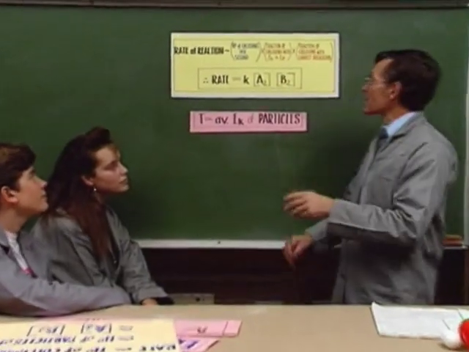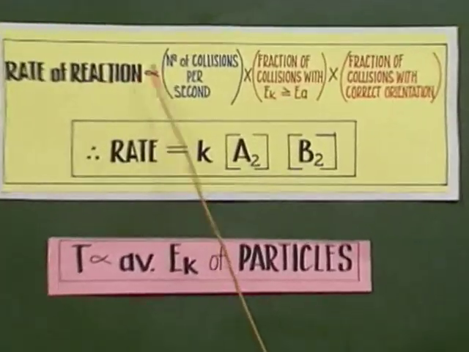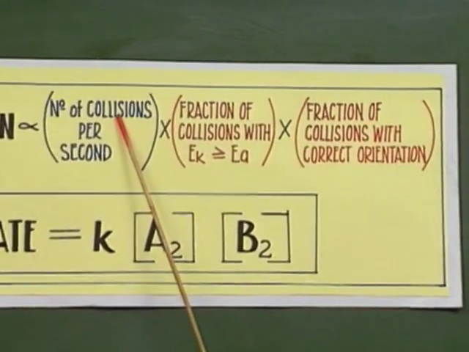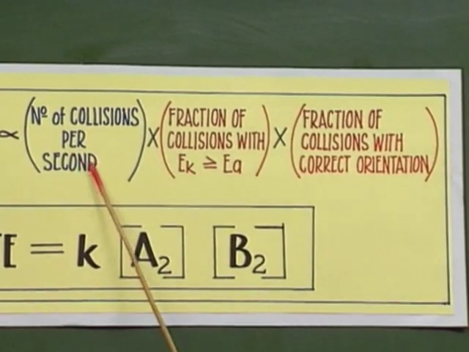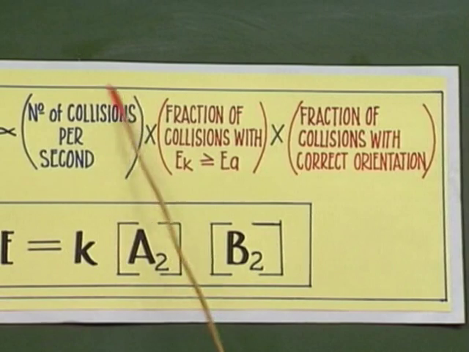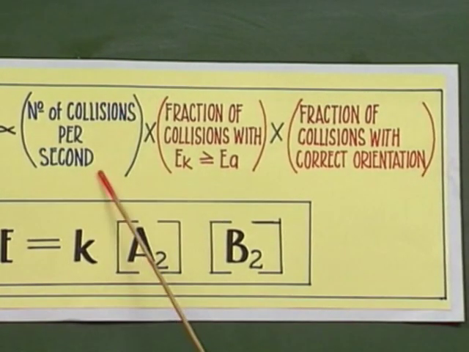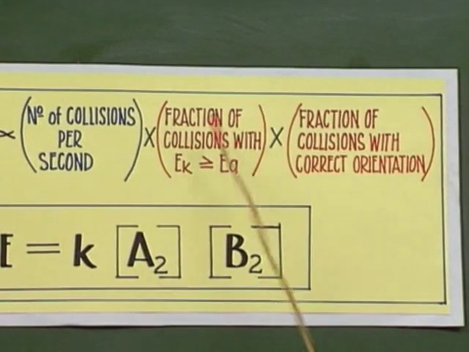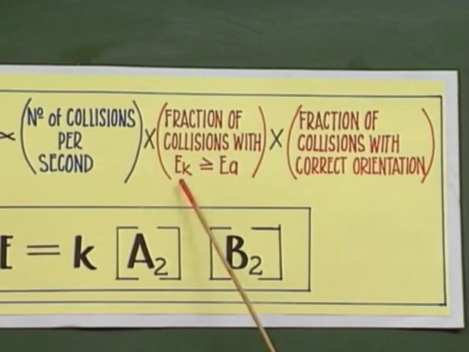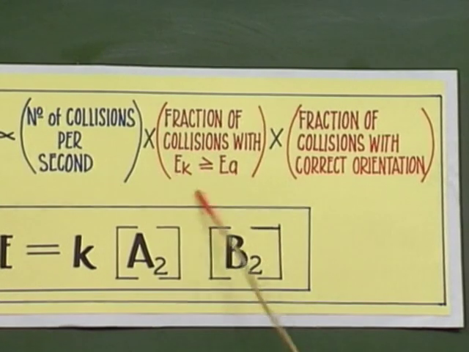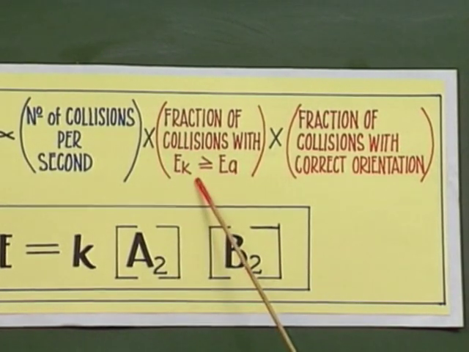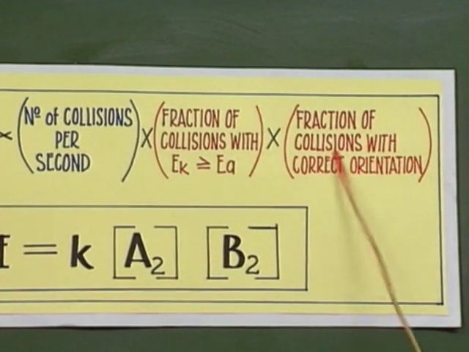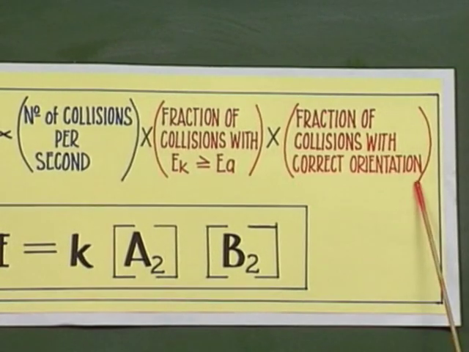So, we can say that the rate of a reaction is directly proportional to the number of collisions between the reactant particles per second. But you know, not all collisions are effective. So we must multiply these collisions per second by a fraction. What fraction? The fraction of collisions with sufficient kinetic energy. But not even all these collisions are effective. So we have to multiply by a second fraction. The fraction of collisions with a correct orientation.